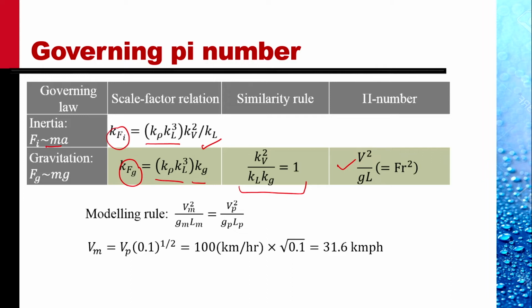If we tow the model aircraft at this speed, then the gravity forces and the inertial forces would be similar, would have the same ratios, and hence the similitude is assured. There are no other important forces.